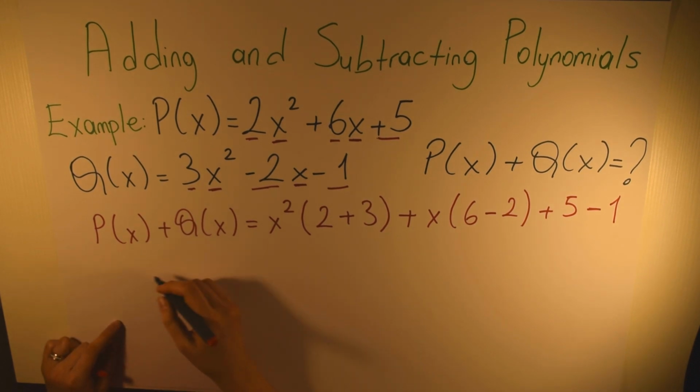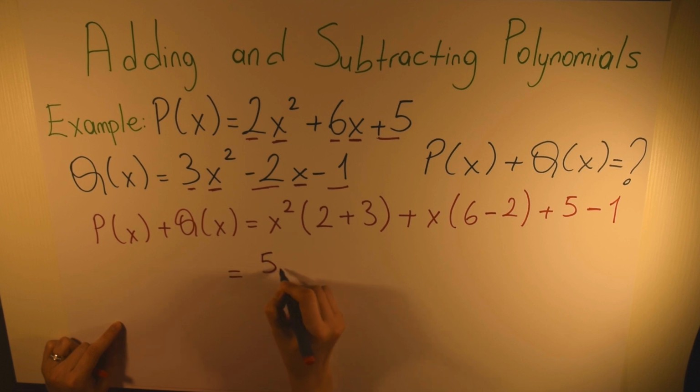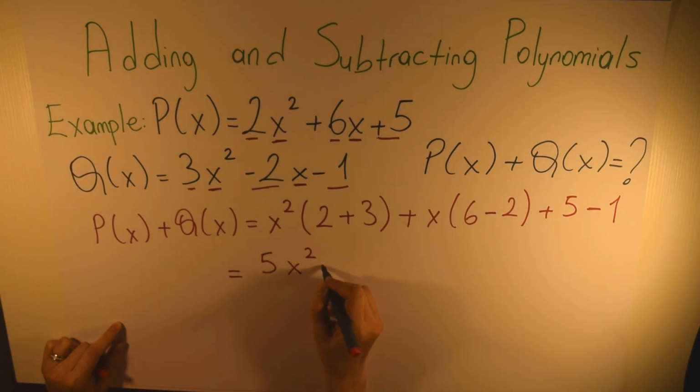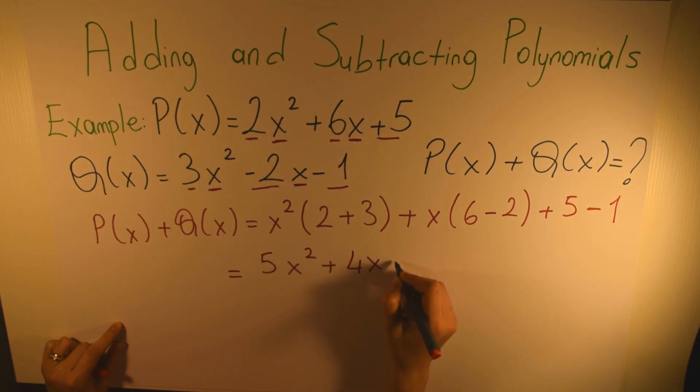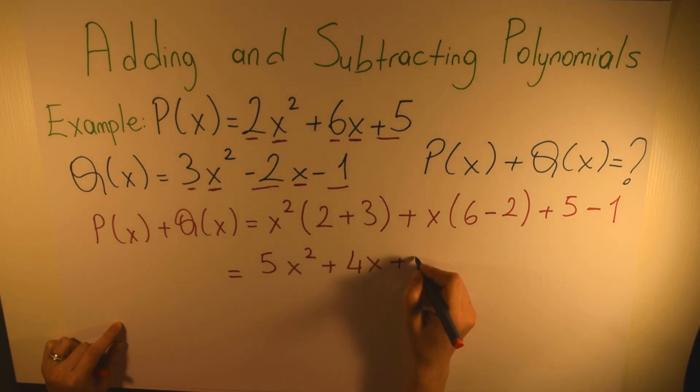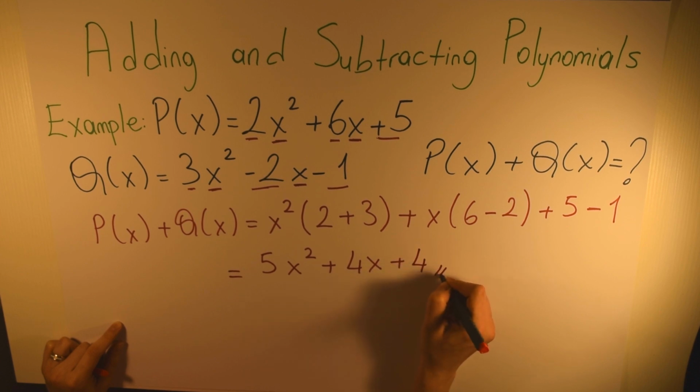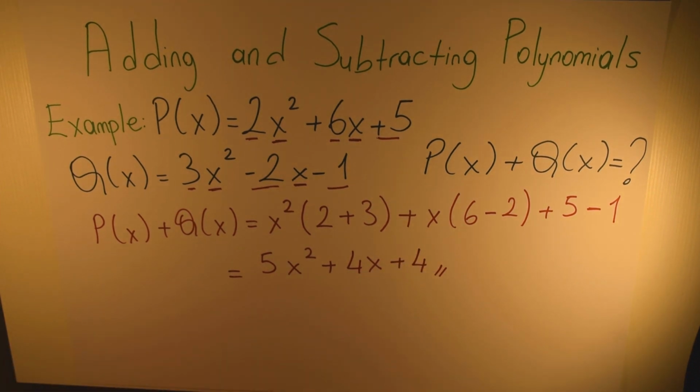Now let's make this simple. Here we will get 5x squared plus 6 minus 2, it's 4x, plus 5 minus 1, it is 4. As you can see, this is as simple as this.